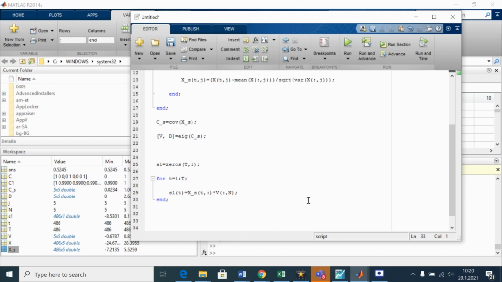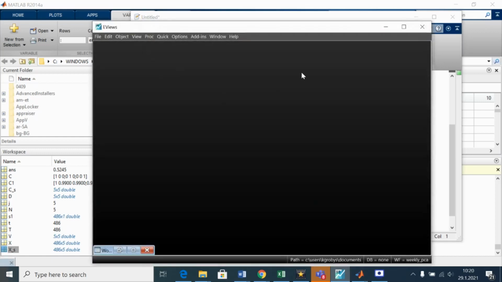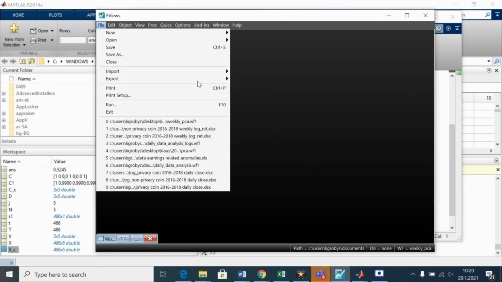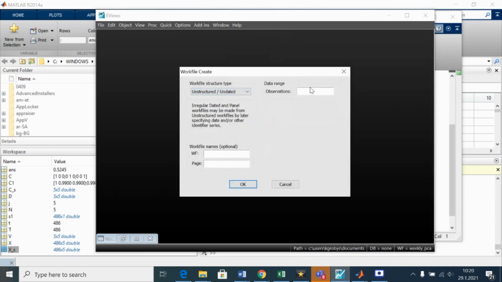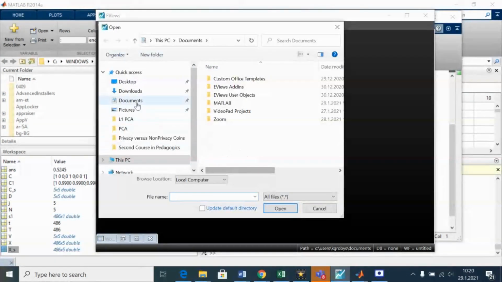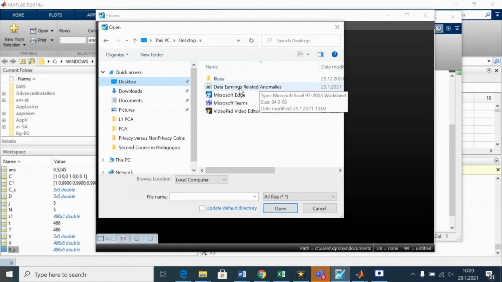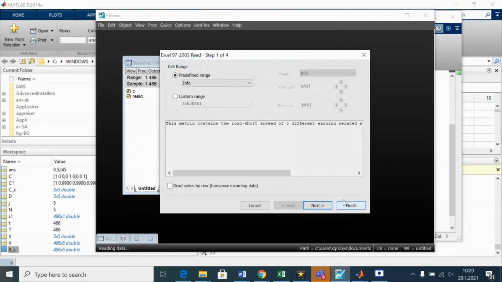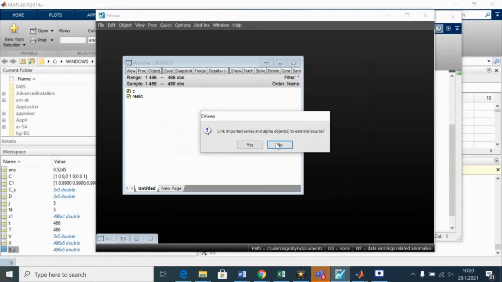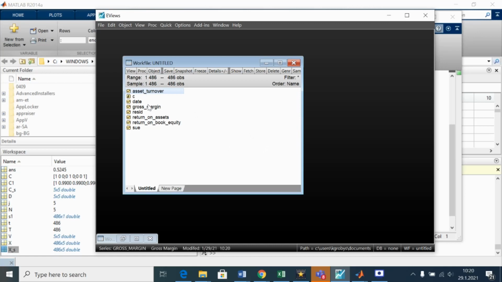So let's now also do the same thing in another program, which is called eViews. I have opened it here already, which is also a standard program often used in economics. So we go on File, New, Work File. We know our data vector has 486 observations, so 486, push the OK button. And now we have to import the data, import file from. I have put it here already on the desktop. We push the data button here, because there, on the first sheet of the Excel file, we have stored the corresponding data. Push the finish button, and what we get are our strategies.